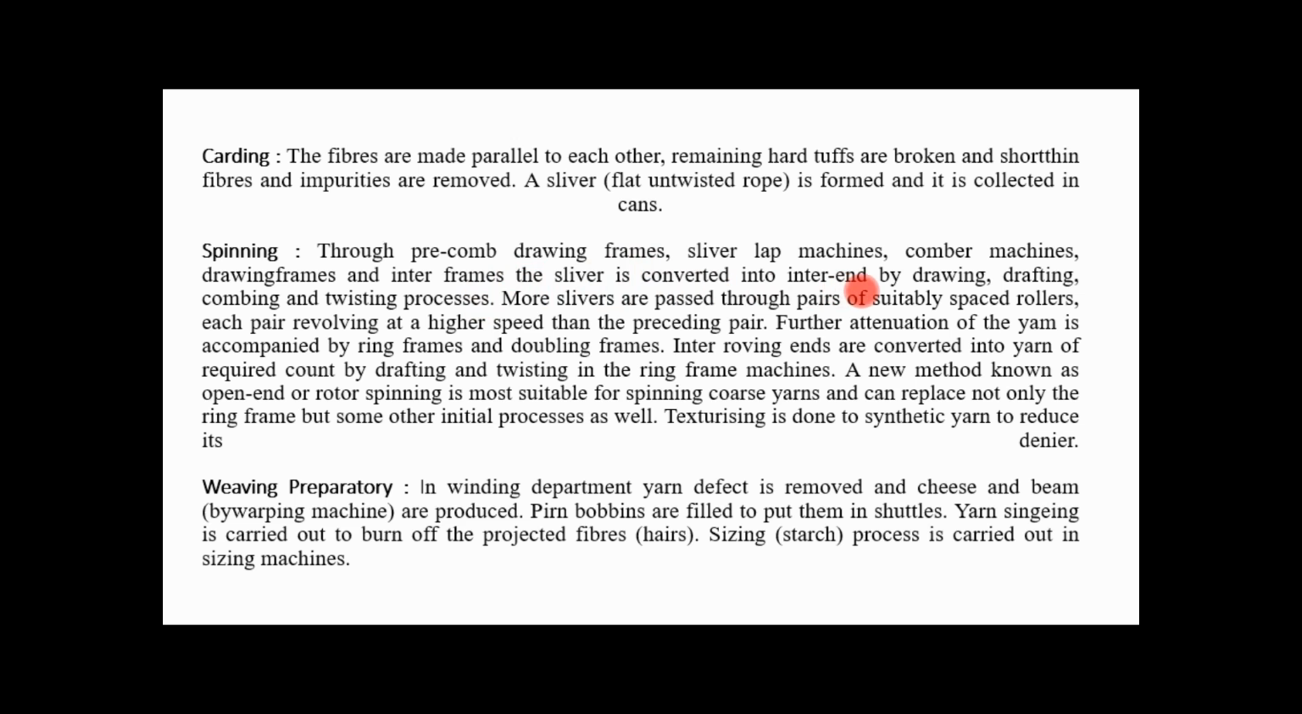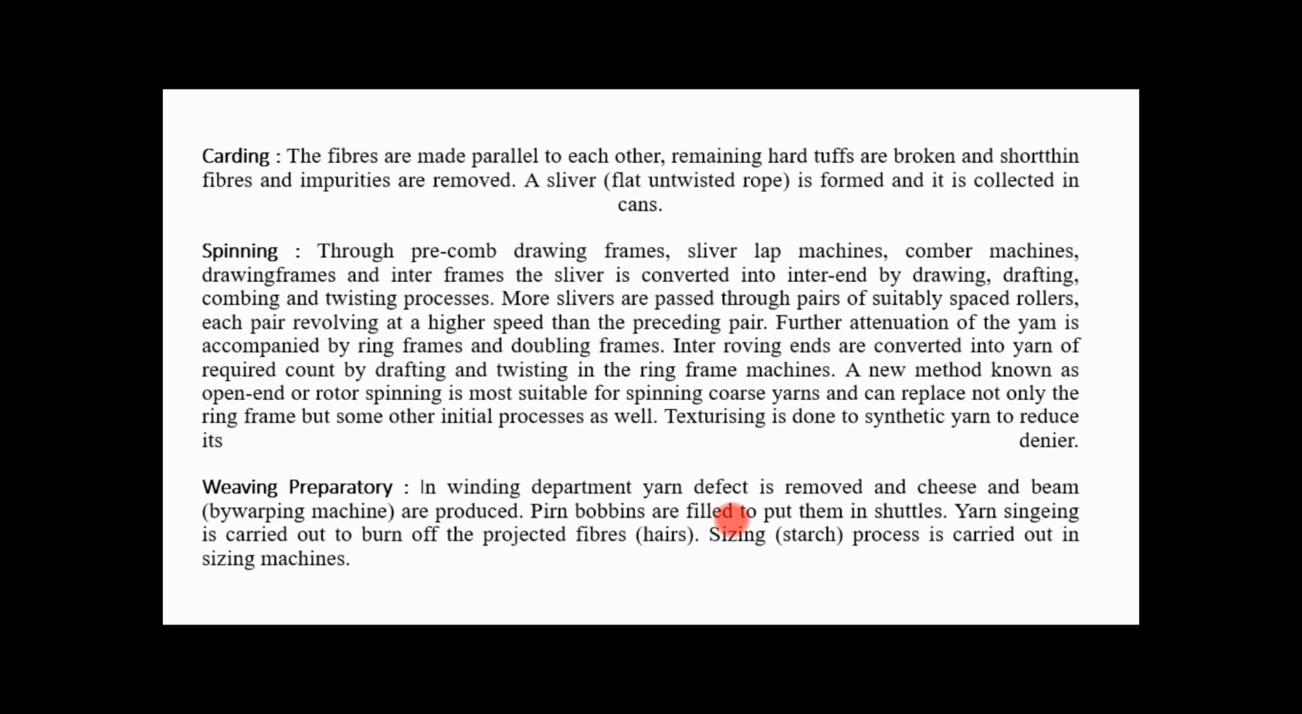The sliver is converted into yarn by drawing, drafting, combing and twisting processes. So there are many processes involved under the major process like spinning, right? Then the next step is weaving preparatory. In the winding department, yarn defects are removed and cheese and beam, that is by warping machines, are produced.